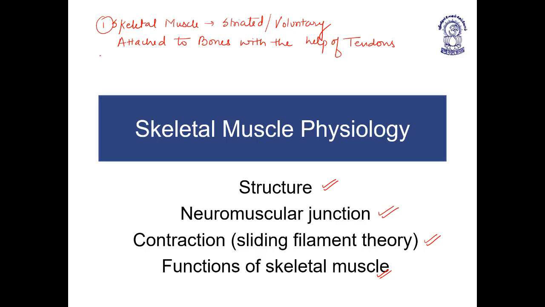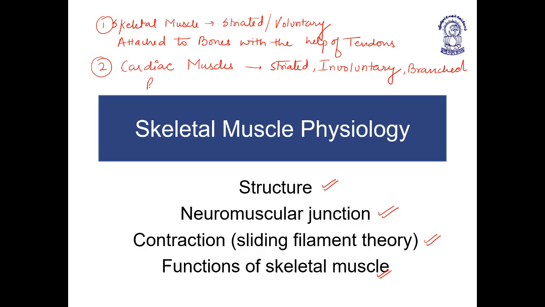The second category of muscles is cardiac muscles. We discuss cardiac muscles in the chapter Body Circulation and Fluids. They are structurally striated, that is, they have striations, they have bands, but functionally they are involuntary. And they are branched. They are present in the heart wall.